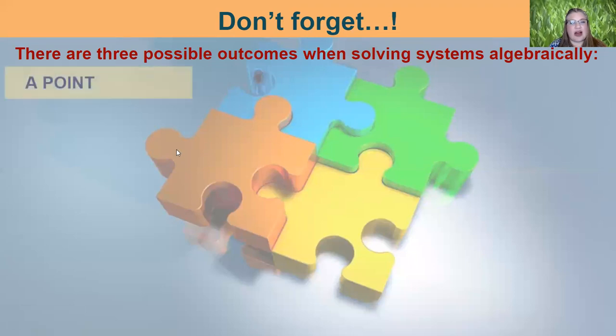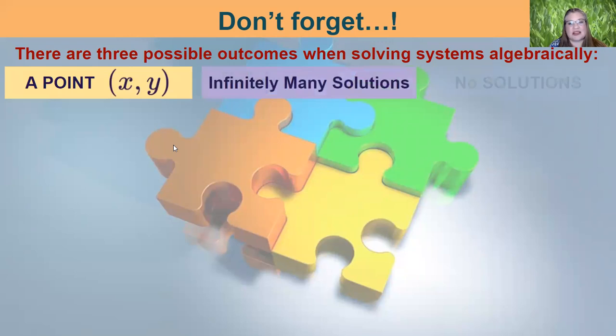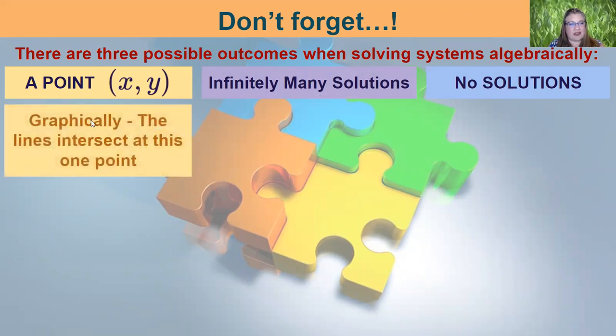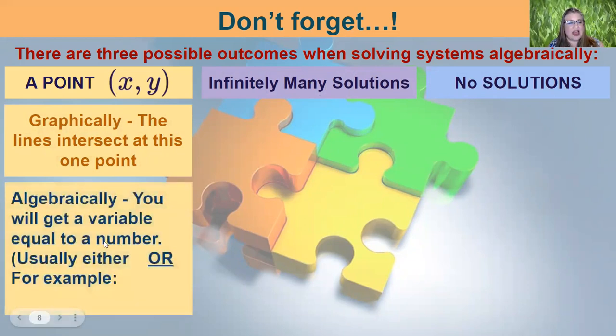Okay, before I go, I just want you to remember, this is a reminder of the 3 possible outcomes when solving systems. A point, which is all that we've done today. Every single problem we found a point. Infinitely many solutions or no solutions. So this is what it looks like. For a point, graphically, if you were to graph them, it means that they intersect at that point. That's the answer. So if you did it algebraically and you solve and get the point, you put it on the graph, it would be the same point.